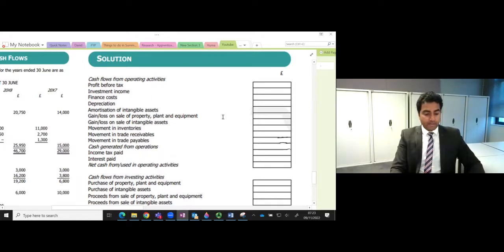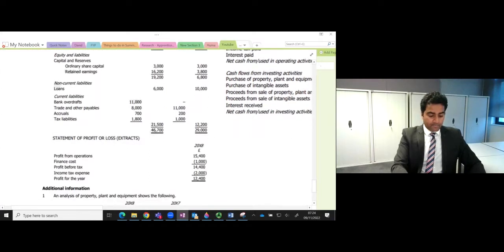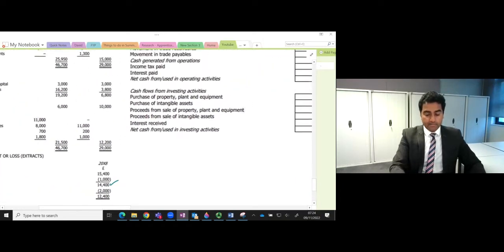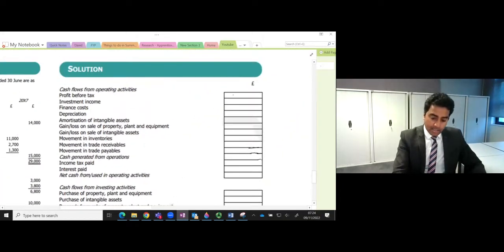So the first thing I need to record is profit before tax. Profit before tax will come from the income statement, and you can see it's 14,400. So I will record it as 14,400.